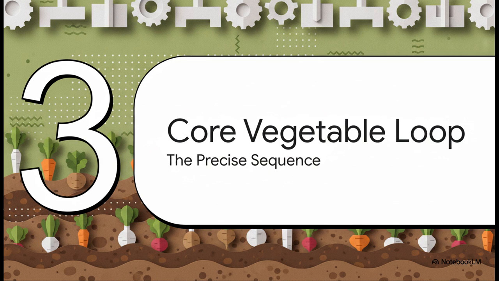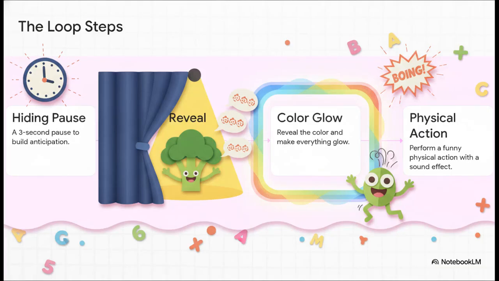Okay, Section 3, the core vegetable loop. This is the precise sequence for every vegetable. What's truly wild here is the rigid, repeatable formula that gets applied to every single character introduced in this garden. Carrot, potato, whatever. The underlying structure simply does not change. This step-by-step loop is literally a masterclass in cognitive reinforcement.